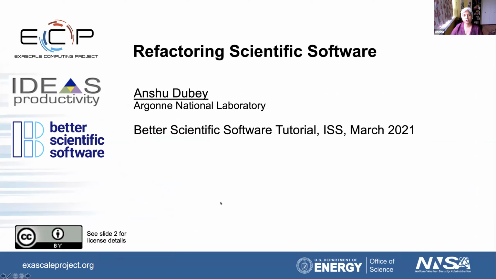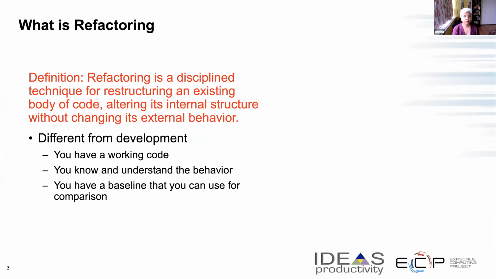So this presentation is about refactoring scientific software. We start out by defining what refactoring is, and the sentence in red gives the formal definition of refactoring: that it is a disciplined technique for restructuring an existing body of code, altering its internal structure without changing its external behavior.